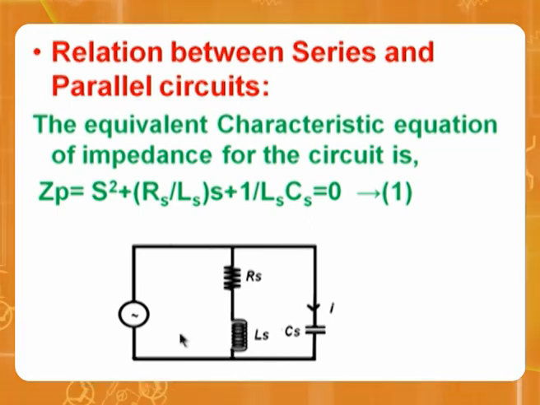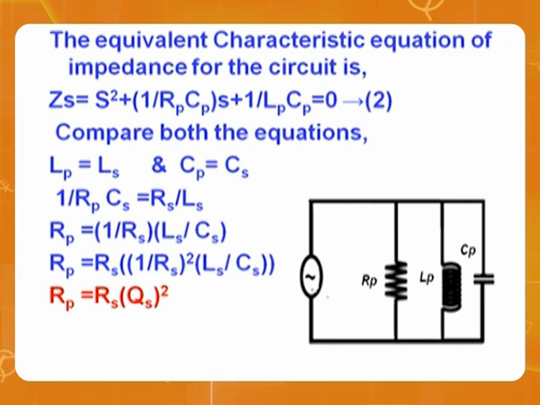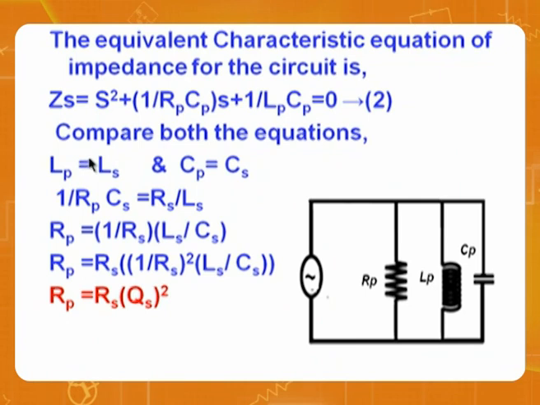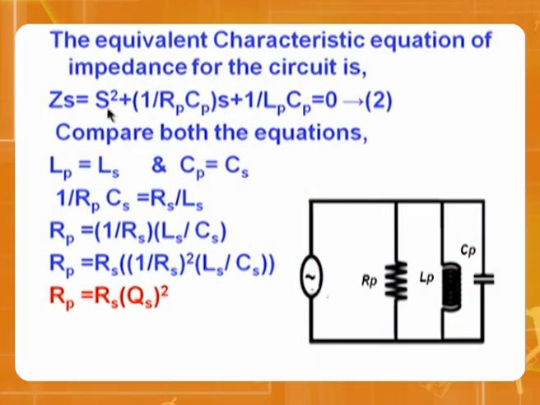Suppose you have this, calculate the impedance of this circuit and equate with the parallel. This is the parallel, which I am calling RP, LP, CP. The previous one I have called LS, RS, CS. If you calculate the impedances and equate them, you will get the answer. LP is equal to LS, CP is equal to CS. Only one thing will change, RP. RP is RS into Q square. Therefore, except this small change, RP equals RS into Q square, all others are the same.